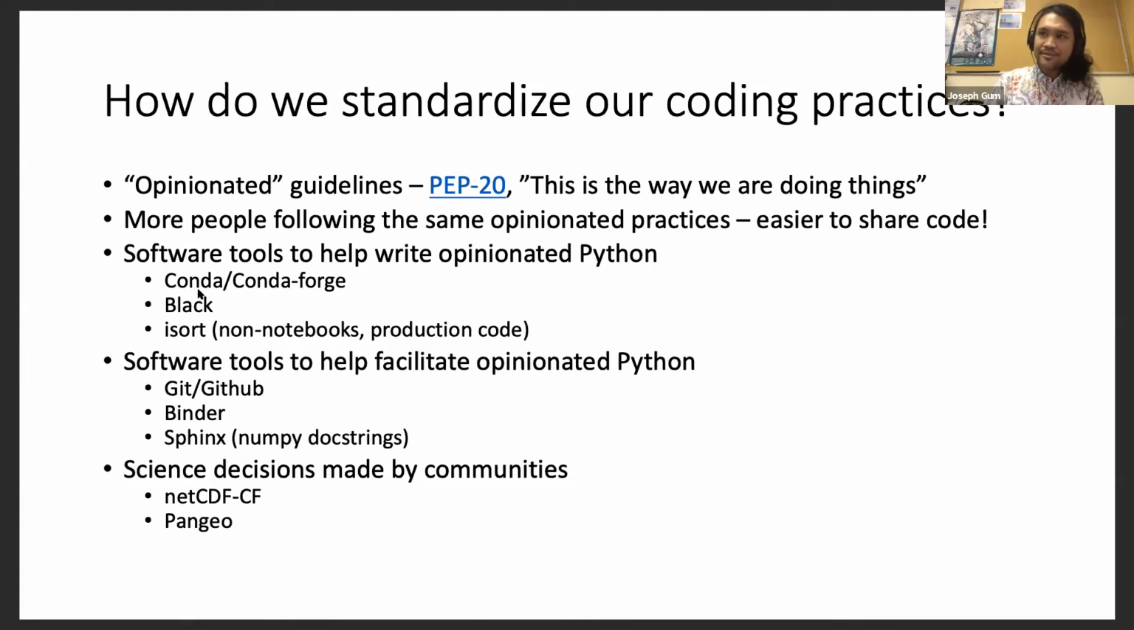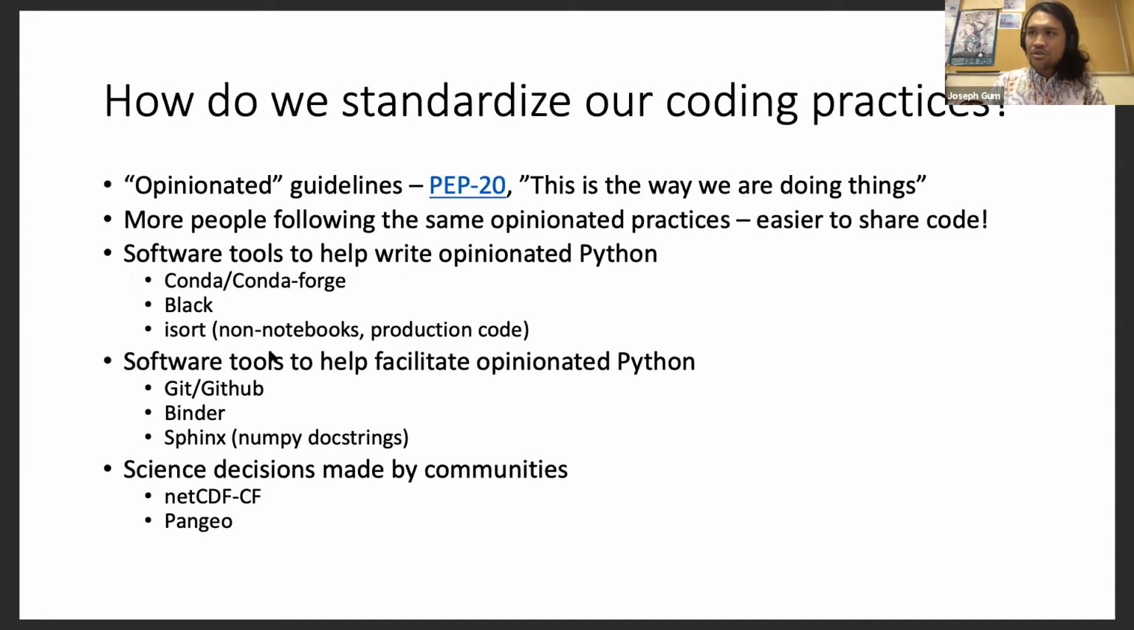We have things like Conda and Conda Forge to standardize our environments so that all you have to do is type in one line and you have an environment that is ready for you to work with, instead of having to try to manually install all your dependencies. We have tools like Black, which is a code formatter. And partially to that extent, it grows towards a linter. I'll explain that in the future. We have things like iSort, which cleans up your code for you.